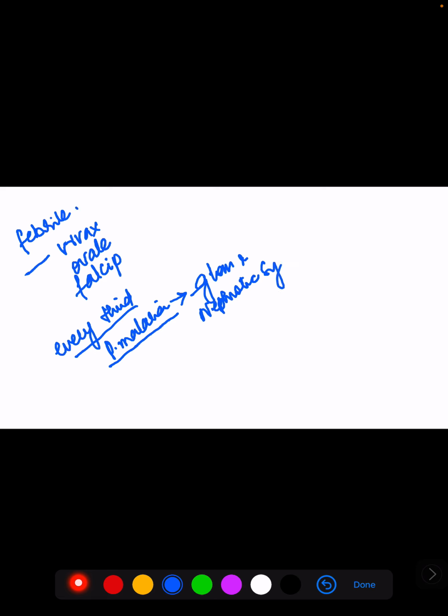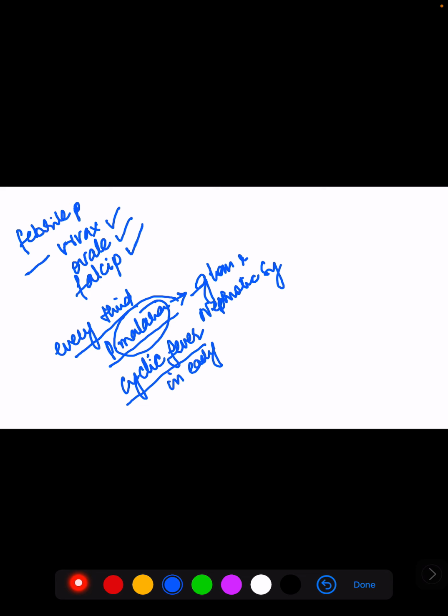So the febrile paroxysms occur on alternate days, that is every other day, for vivax, ovale and falciparum, and every third day with Plasmodium malariae. Because of the improvements in early diagnosis and treatment, this cyclic fever is seen infrequently.